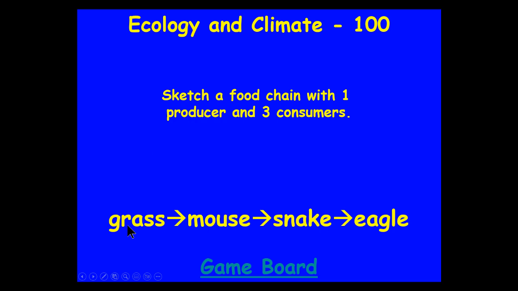All right, so grass would be the producer, mouse primary consumer, snake secondary consumer, eagle tertiary or third level consumer, and this would be trophic level 1, trophic level 2, trophic level 3, trophic level 4. If we happen to start at 1,000 calories, this would be 100 calories, this would be 10 calories, and this would be 1 calorie, as you lose 90% of the energy every time a feeding relationship takes place.